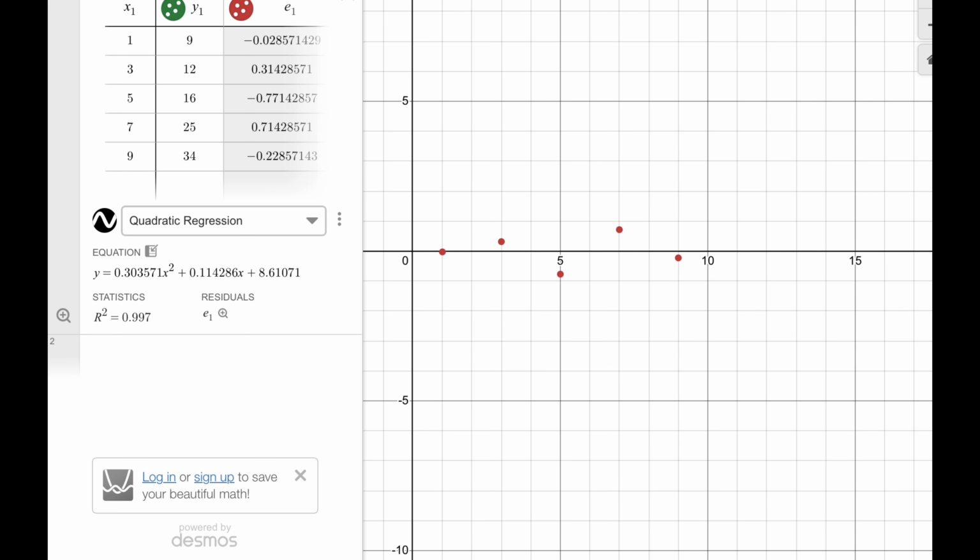They don't look like they're in a straight line. They don't look like they're in a quadratic parabola shape. So we would say for this that a quadratic is a good fit. So that is how we can use regressions for quadratic functions.